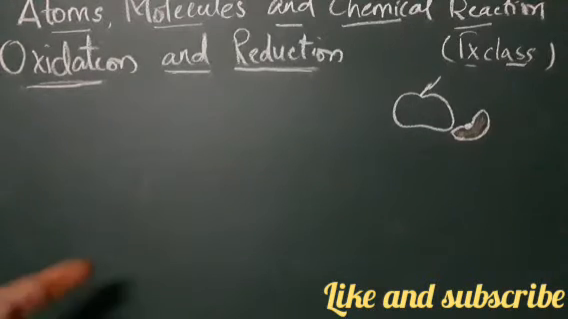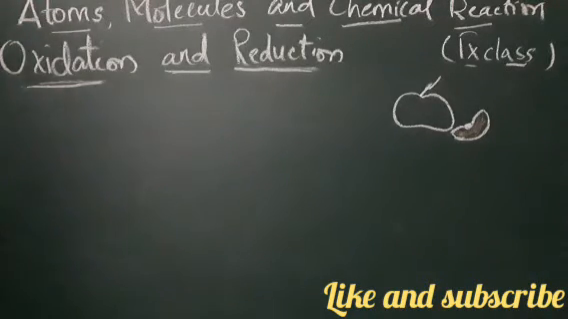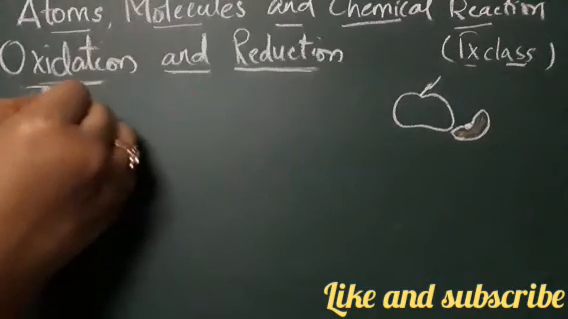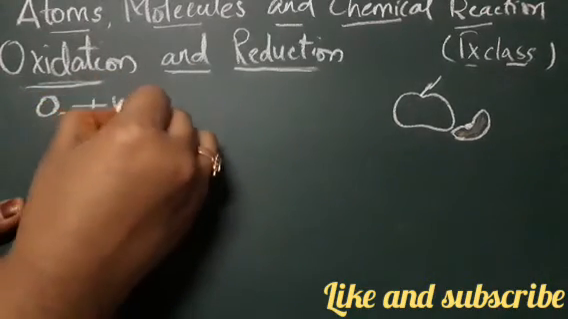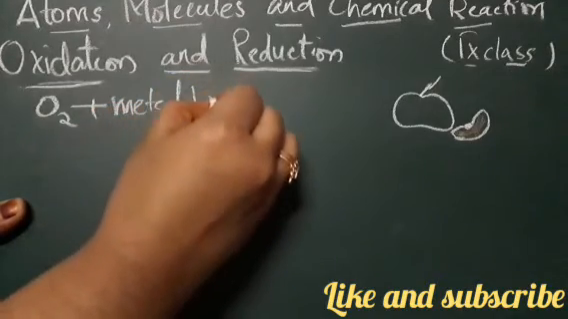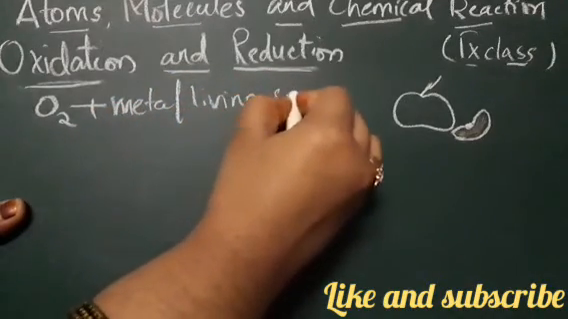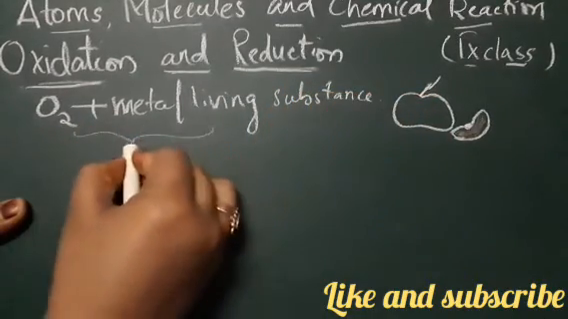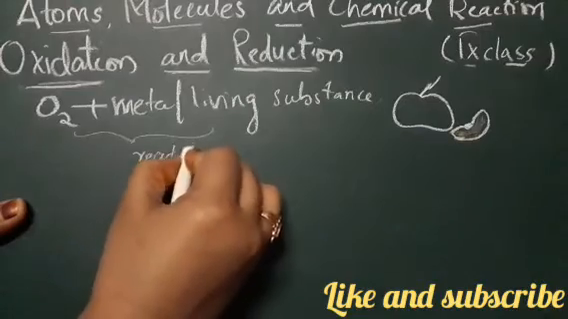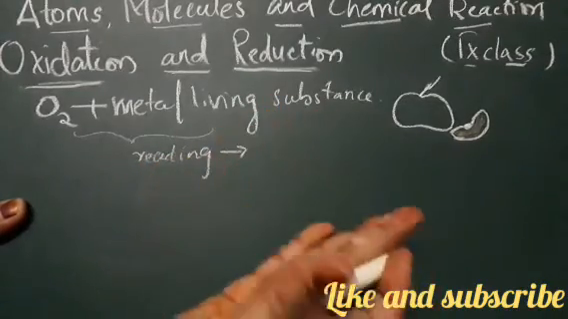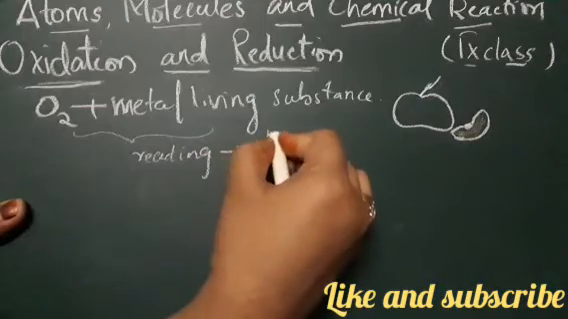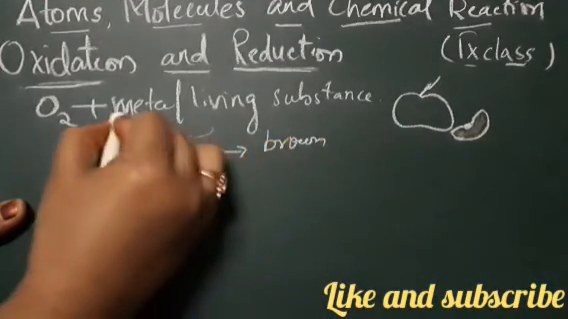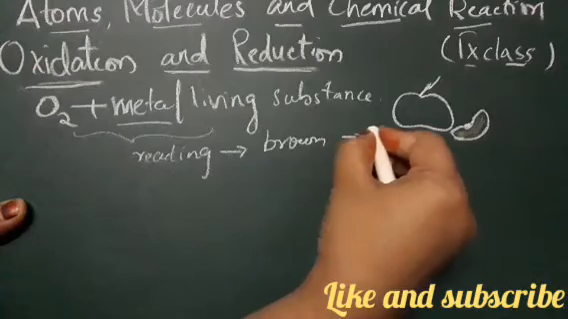So here, what is happening? Oxygen molecules may come in contact with different substances, from metals to living tissues, right? When this oxygen comes in contact with metals or any living substance, it will start reacting. When this is reacting, the substance will start turning brown in color. So that brown color on metal is nothing but rust.